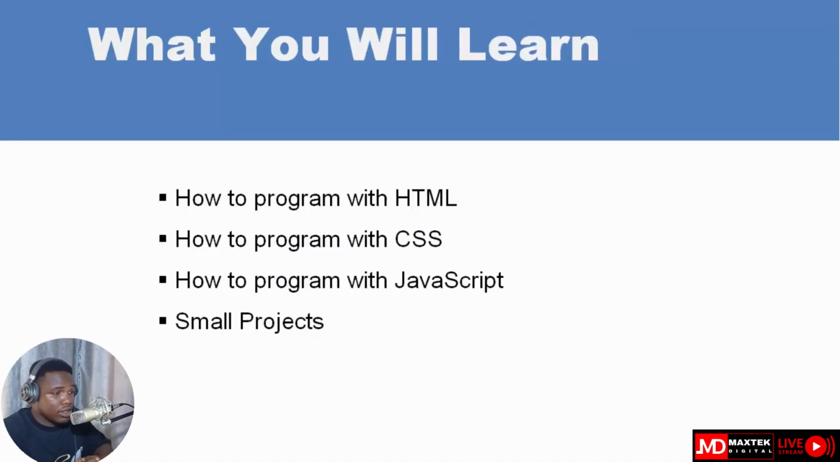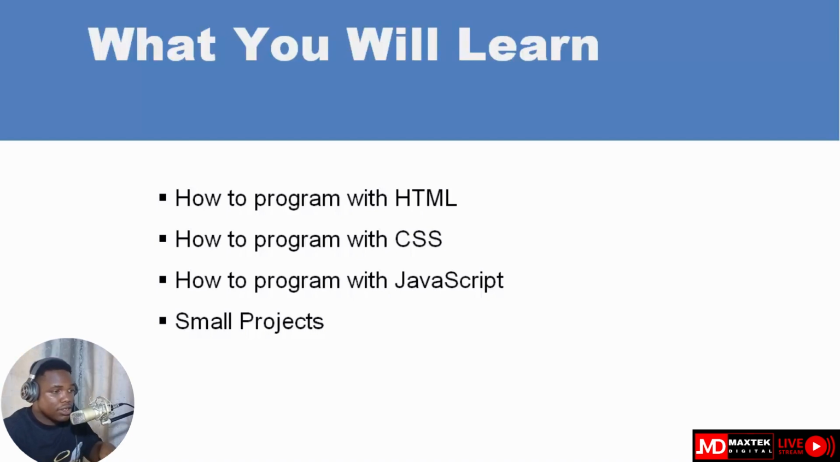What you will learn in this course: this course is divided into 4 main sections. The first section is about how to program using HTML. HTML stands for Hypertext Markup Language, and the second section will be how to program using CSS. CSS stands for Cascading Style Sheets, and we will cover its definitions during the course.